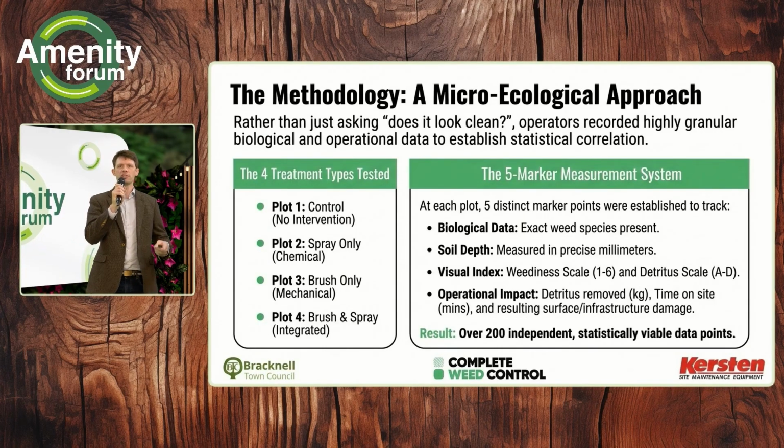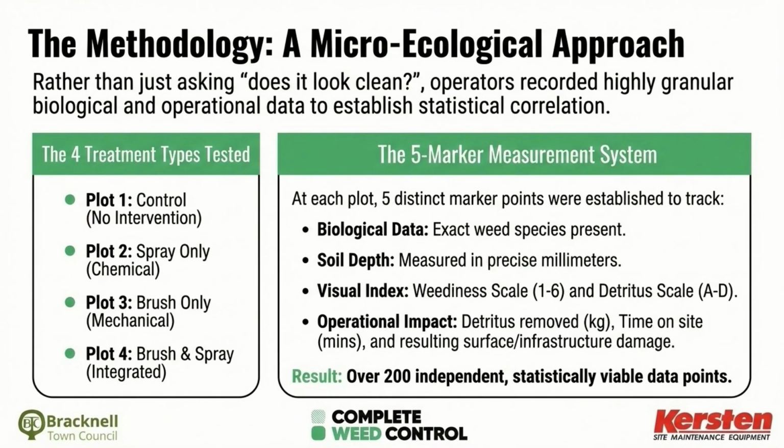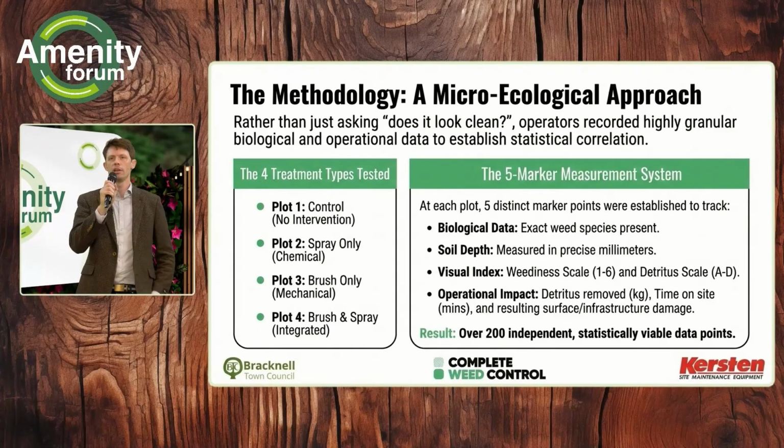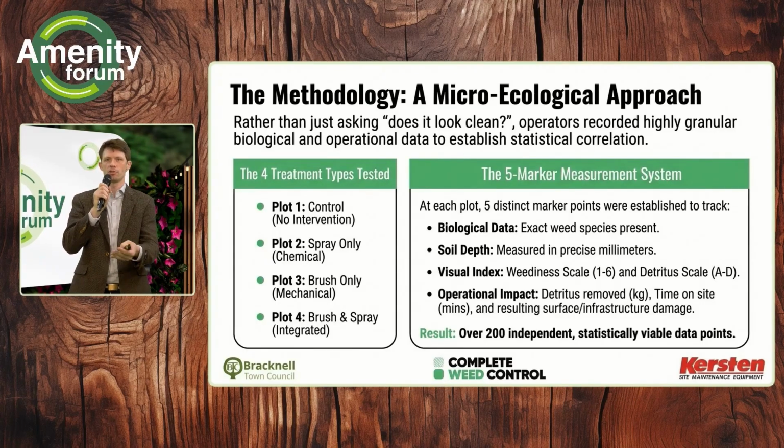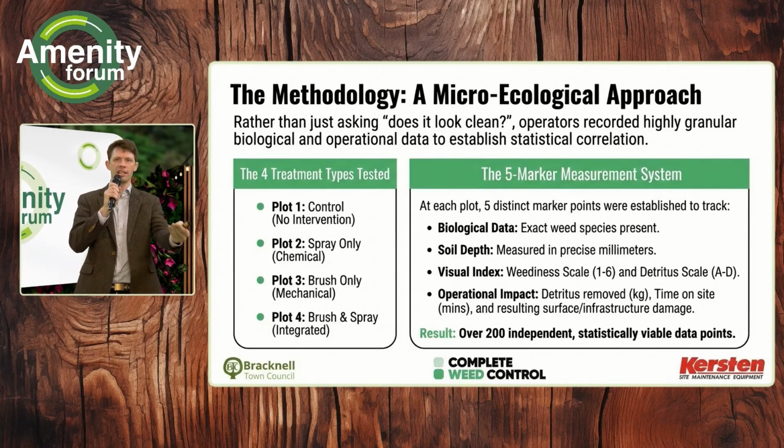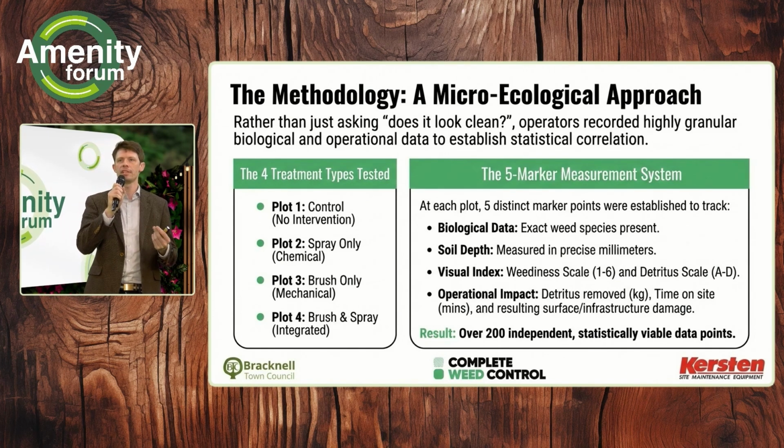Each site is split up into 4 different plots. We have a control plot, which we're just letting whatever grows grow. Then we have a spray-only plot, a non-integrated approach, just killing off what is there. Then a brush-only plot, which again is non-integrated, but it's removing all the soil and detritus on the side as well as the weeds. And then a combined integrated brush and spray plot, so that we can see the difference between the different processes.